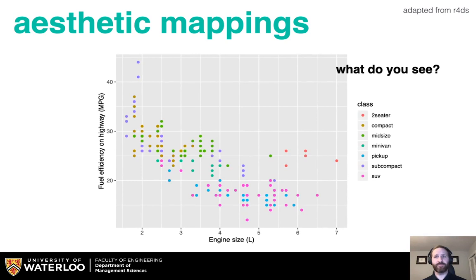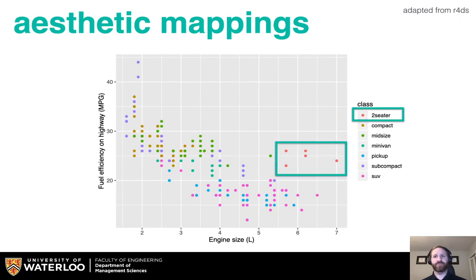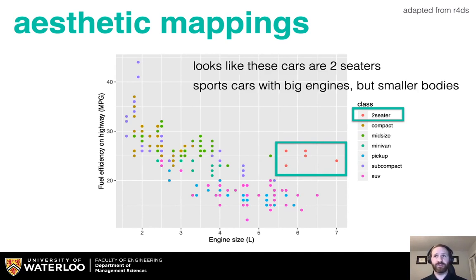Let's focus in on that. Well, over here, we have a bunch of two-seaters. So our hypothesis was kind of correct. It looks like these cars are all two-seaters, sports cars with big engines but smaller bodies. And so they're able to have higher fuel efficiency because they're smaller, right? But they still have that really nice engine size so they can go really zippy.